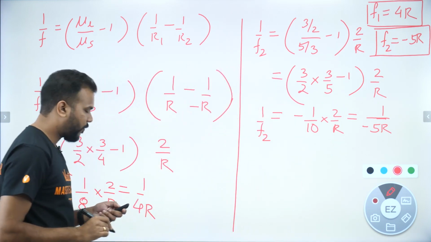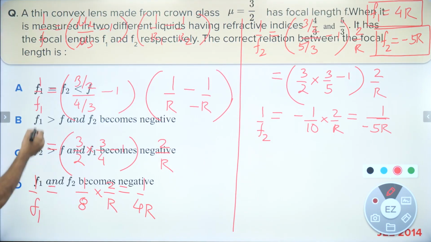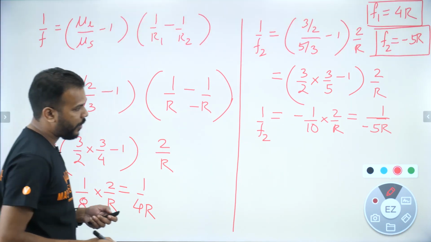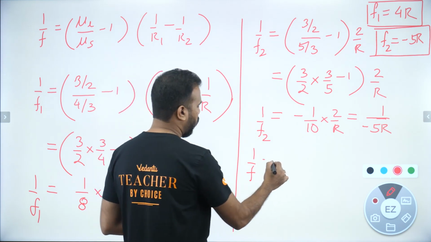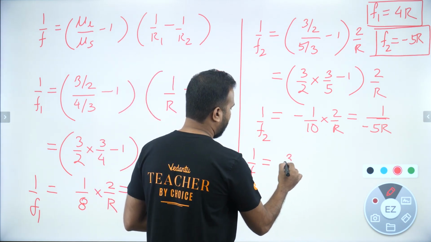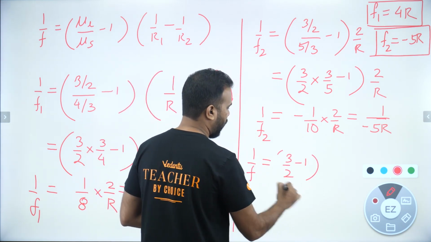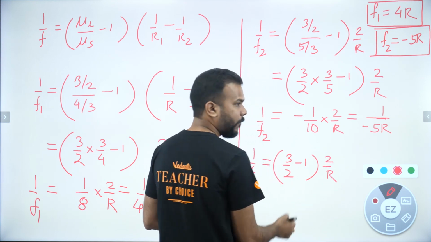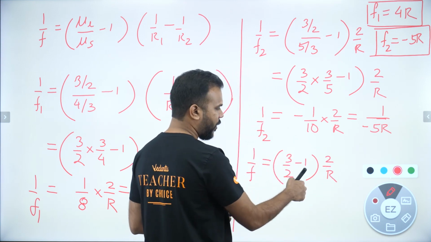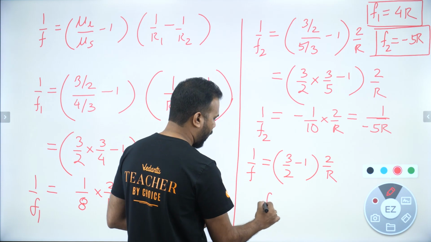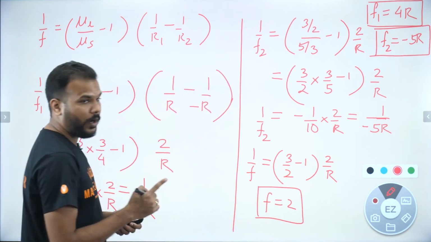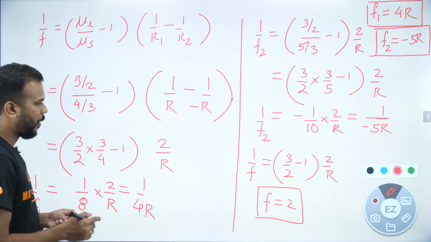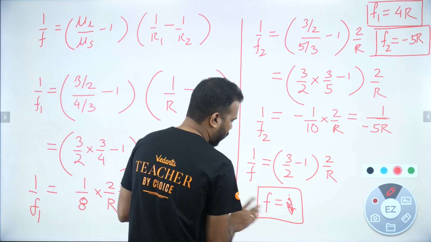If we look at the options here, the options will have comparison with f also. So let's try to find out the value of 1 upon f, and 1 upon f value comes out to be mu minus 1, that is 3 by 2 minus 1 into 2 by r. So this value becomes 1 by 2, cancels with 2, so f value comes out to be r. So f1 is 4r, f2 is minus 5r, and f is r.